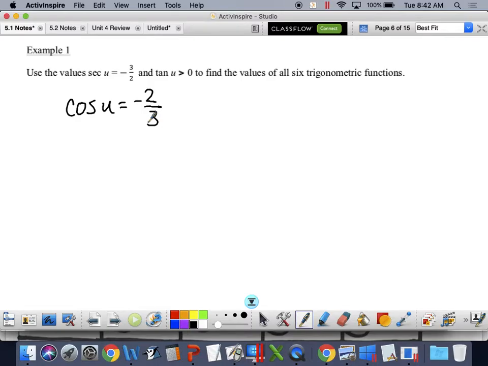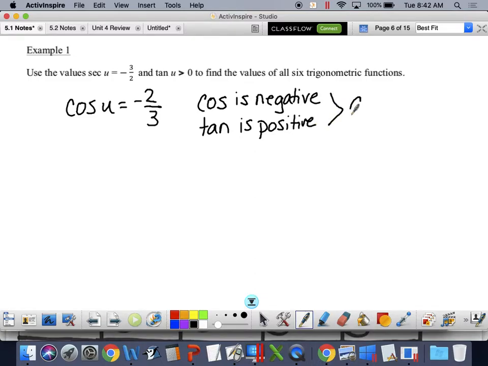So now I'm at a case where I know cosine is negative, and based on the information given in the question, tangent is positive. So I think to myself, okay, in which quadrant is tangent positive but cosine negative? We are in quadrant 3. So we know cosine, we know secant, we've got the other 4 that we have to figure out.